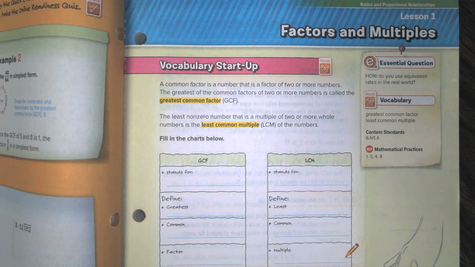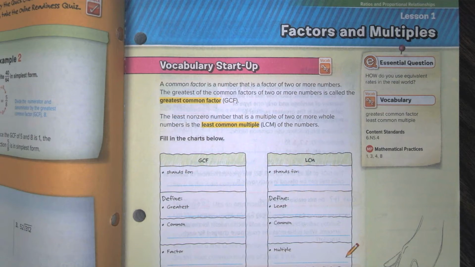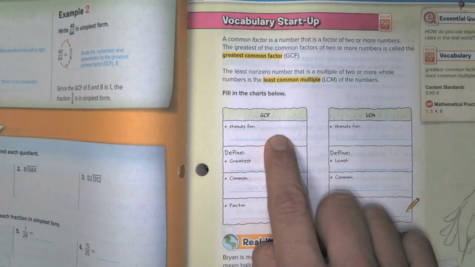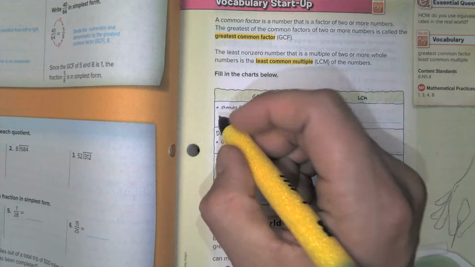A common factor is a number that is a factor of 2 or more numbers. Basically, that means 2 numbers share that factor in common. That's what it means to have a common factor. The greatest common factor, or the greatest of the common factors of 2 or more numbers, is called the GCF. Down here, where it says GCF, what does GCF stand for? Greatest common factor.